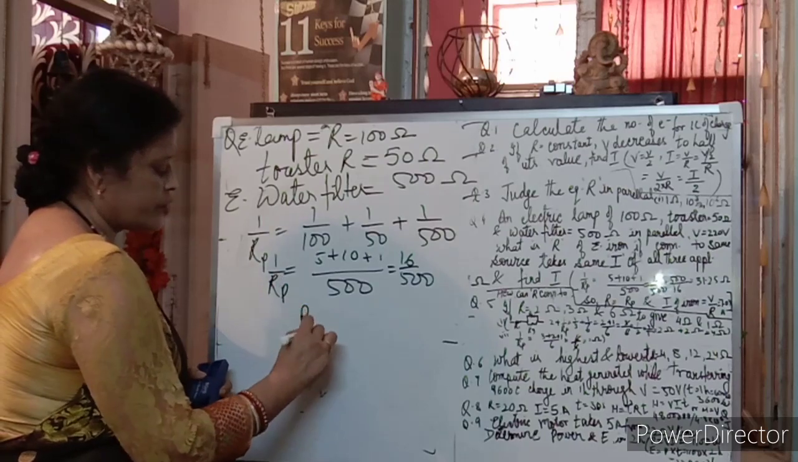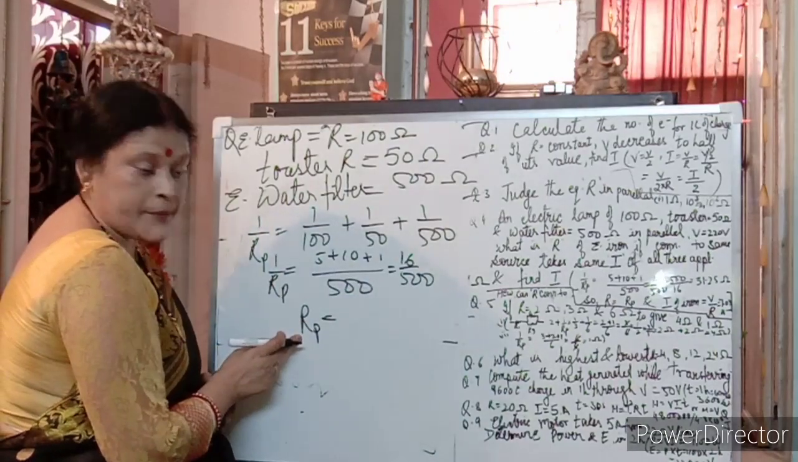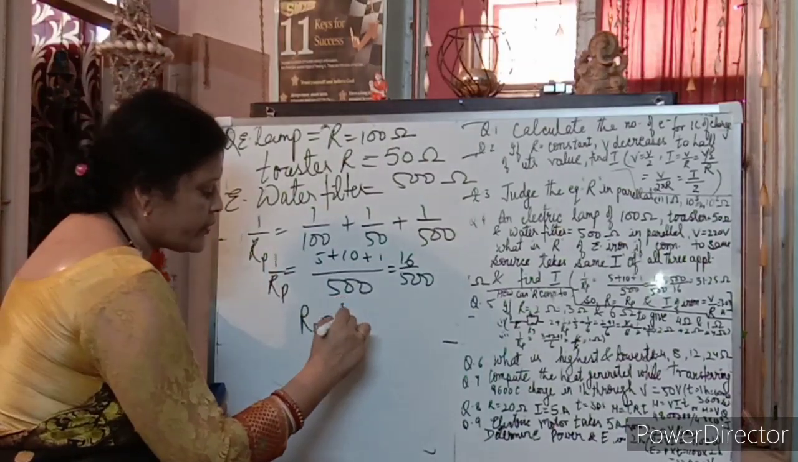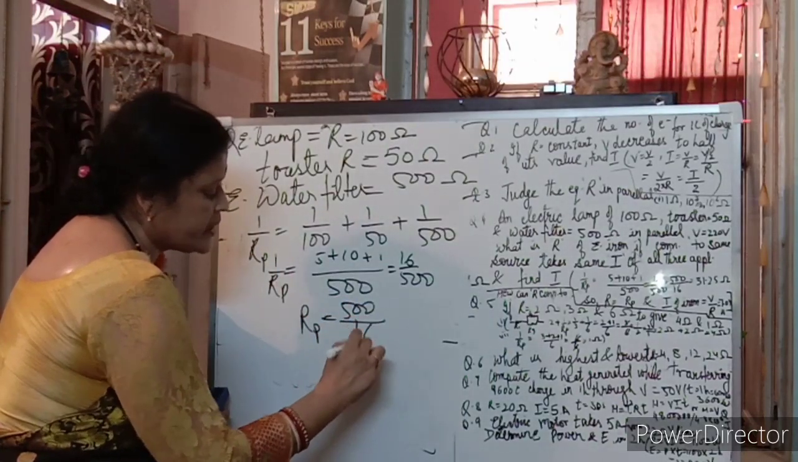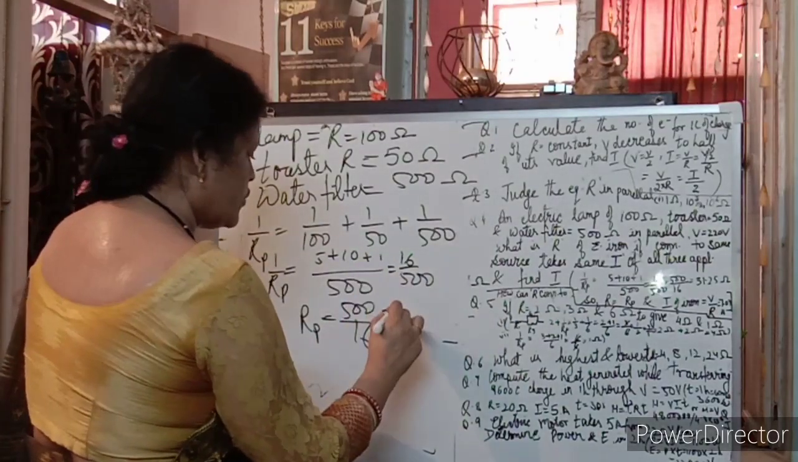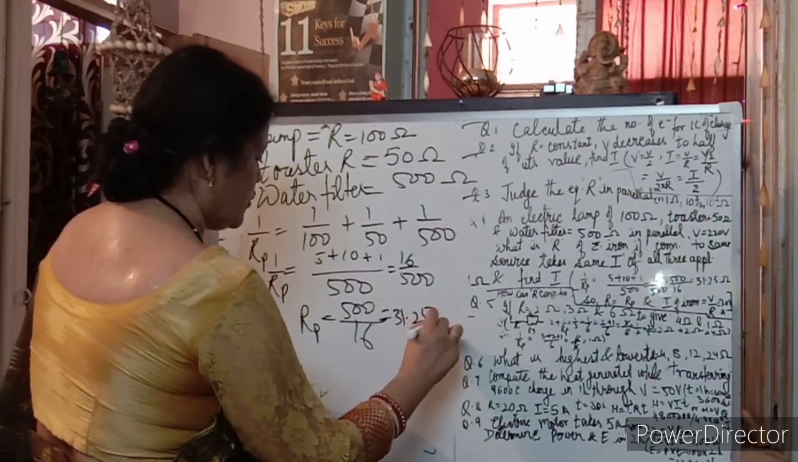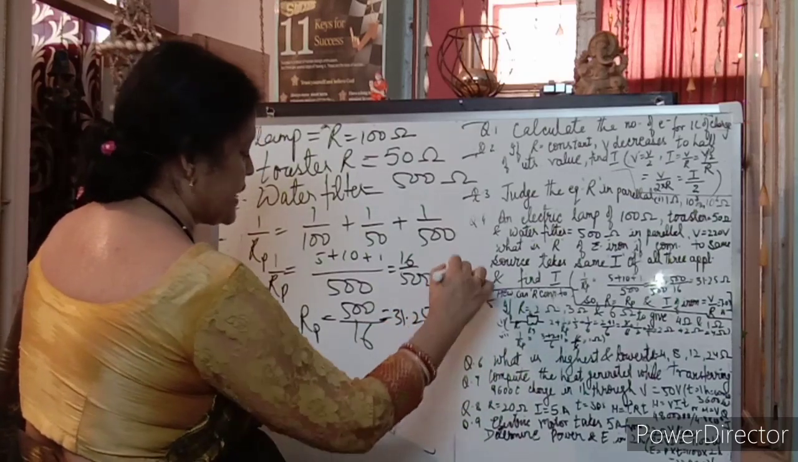Then RP is equal to, don't forget to reciprocate, because here we are finding RP. This is 1 upon RP, so if we reciprocate, it will be 500 upon 16, and the answer will be almost 31.25 ohm. This is the resistance.